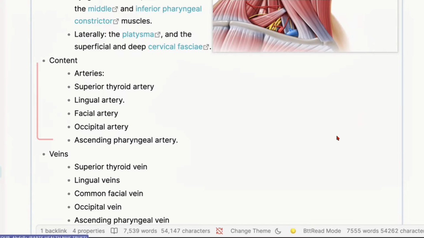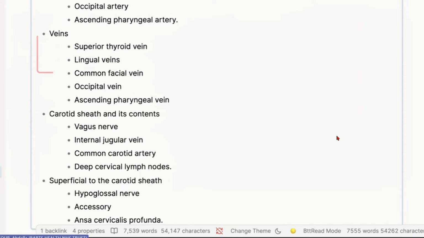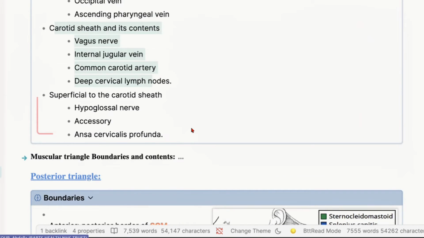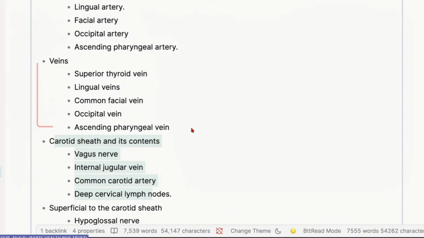Contents could be arteries, that's the superior thyroid artery, lingual artery, facial artery, occipital artery, ascending pharyngeal artery. And also you can mention the internal carotid and external carotid artery as well in the carotid triangle. The carotid sheath and its content, that's external carotid, common carotid, internal carotid, and internal jugular vein and the vagus nerve in between. And the structures crossing the carotid sheath, that's the hypoglossal nerve, accessory nerve, and the ansa cervicalis. All right.